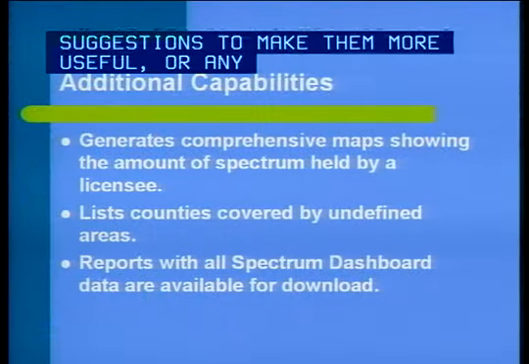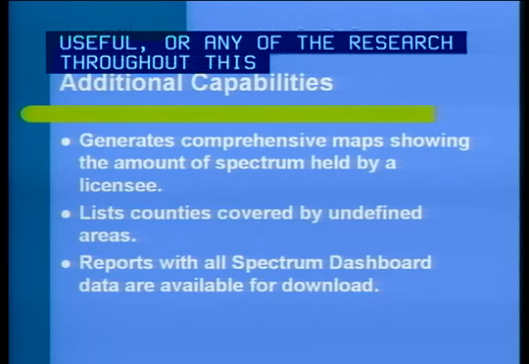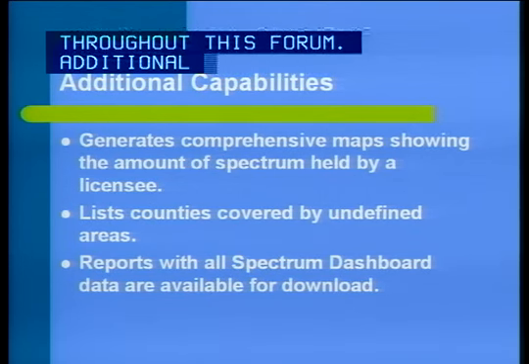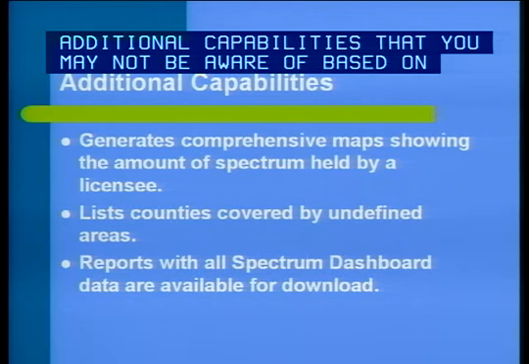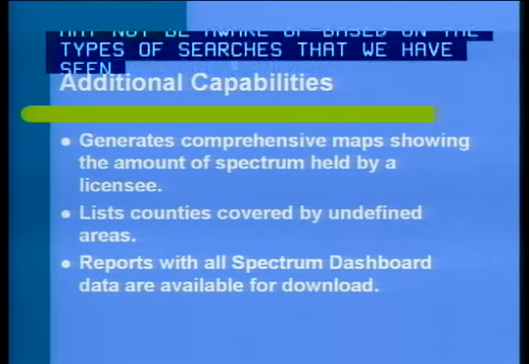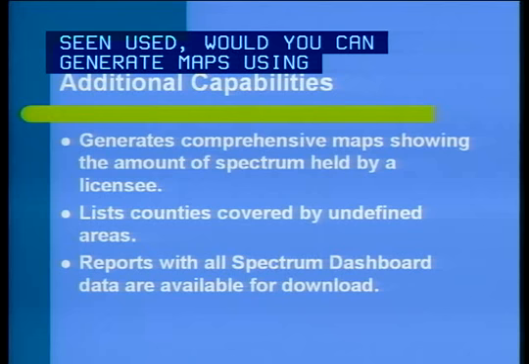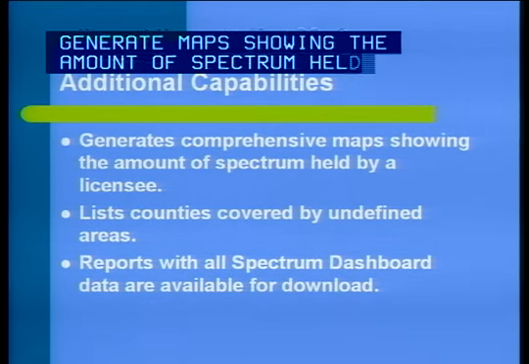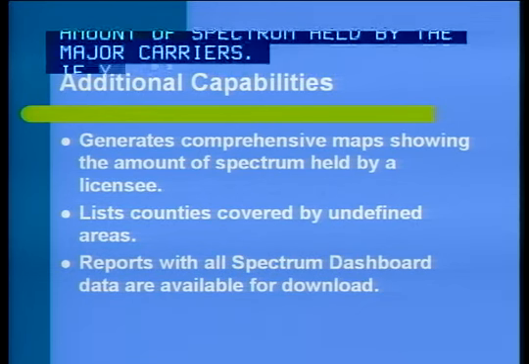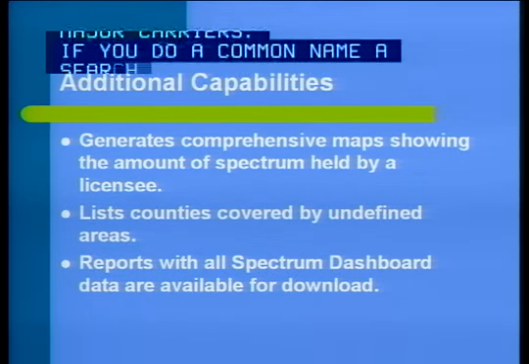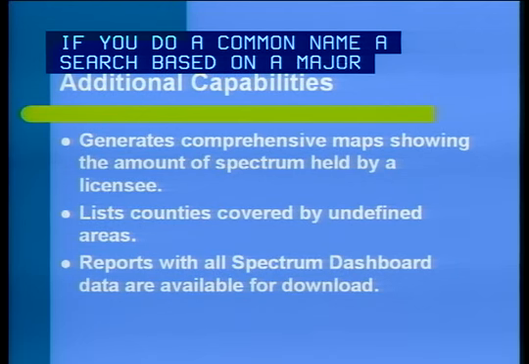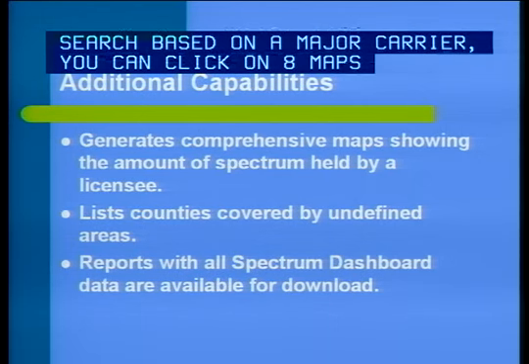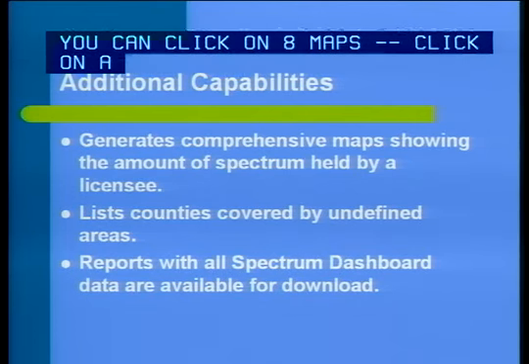Additional capabilities that you may not be aware of, based on the types of searches we've seen used. You can generate maps showing the amount of spectrum held by major carriers. If you go into the common name search and you do a name search based on a major carrier, you can click on the map tab and that will show you the spectrum it holds across the country at the county level.